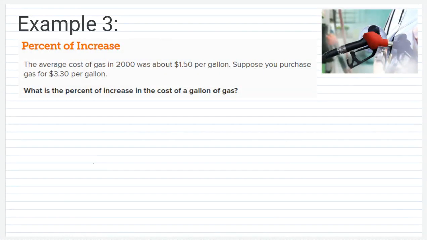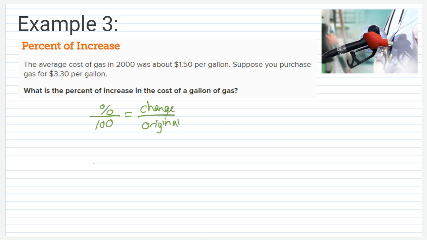All right, our last example on calculating percent of increase, and then like I said, make sure you check out the next videos for some more examples with percent change problems. In this one, it says the average cost of gas in 2000 was about $1.50 per gallon. Suppose you purchased gas for $3.30 per gallon. What is the percent of increase in the cost of a gallon of gas? So once again, let's write down our proportion, just so we can keep in mind how this is set up. Again, it's your percent out of 100 equals the amount of change over the original amount.